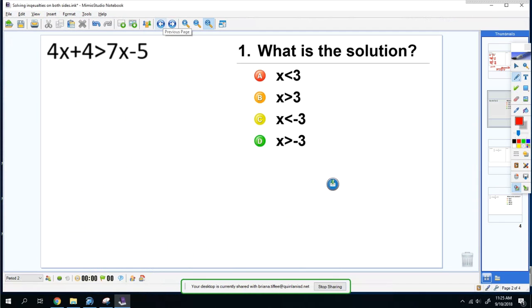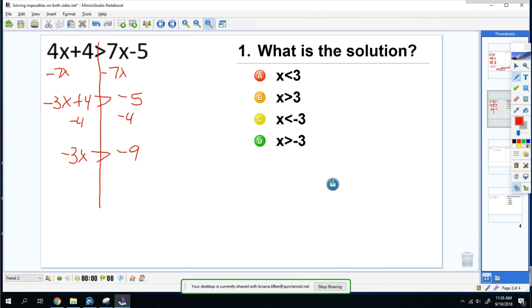All right, so now you pause the video and try one. All right, so same idea. Draw my line. I'm going to subtract 7x from both sides. I get negative 3x plus 4 is greater than negative 5. Okay, so I'm going to subtract 4 from both sides. You get negative 3x is greater than negative 9. So then you divide both sides by negative 3. You get x is less than positive 3 because your sign had to flip since you divided both sides by a negative.